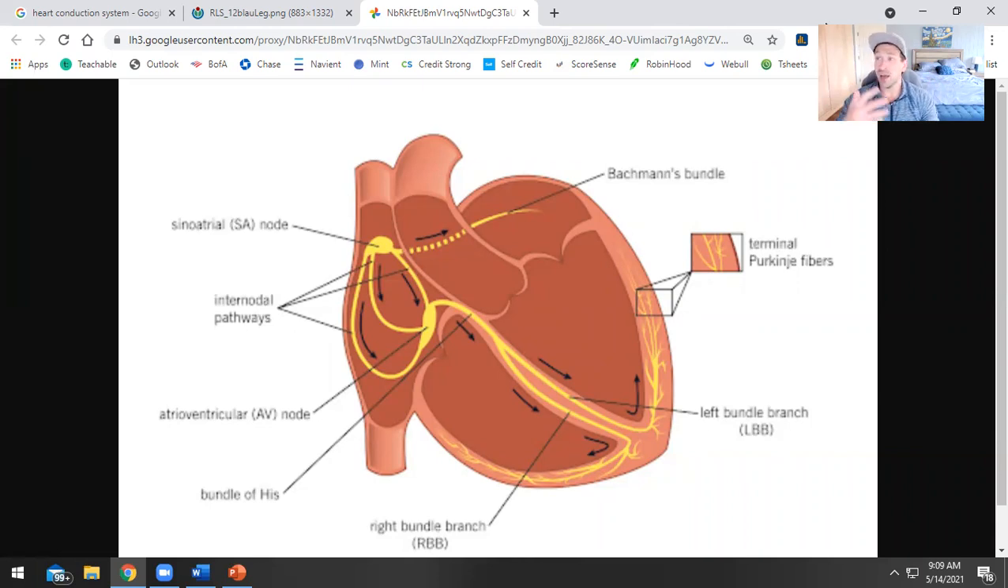Or maybe your endocrine system creates a little bit of norepinephrine or adrenaline, and then all of a sudden that runs past the SA node. And when adrenaline runs past the SA node, it picks it up and makes it start beating faster.